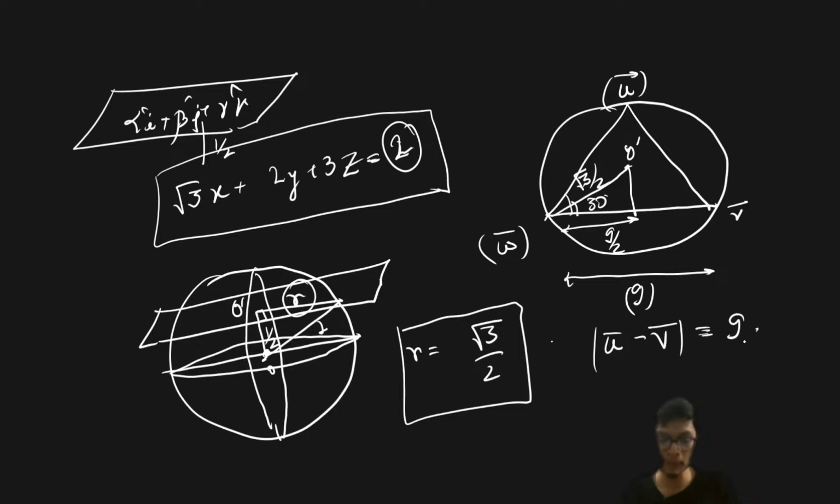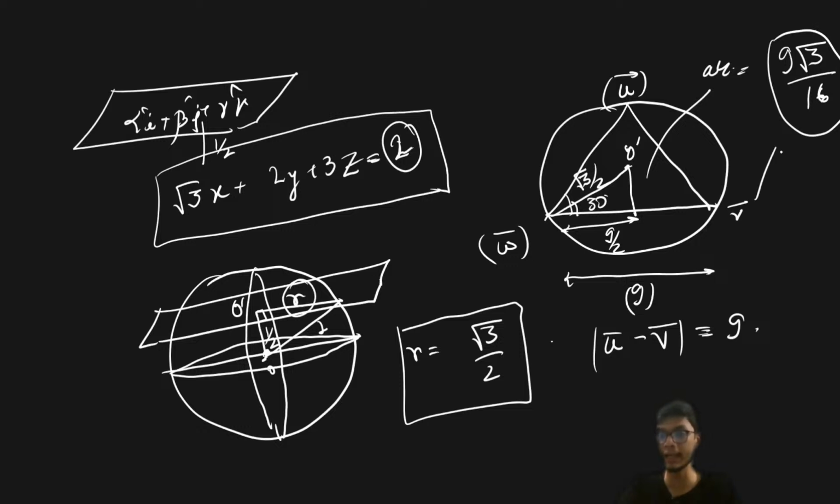Right, now from this information, if I need to find the volume of the parallelepiped, that can be found by taking the area of the base. The area of the base is 2 times the area of this triangle. The area of the triangle is root 3 by 4 times a squared. So from that formula, it is 9 root 3 by 16. Now 2 times this gives the area of the base of the parallelogram, which is equal to 9 root 3 by 8.